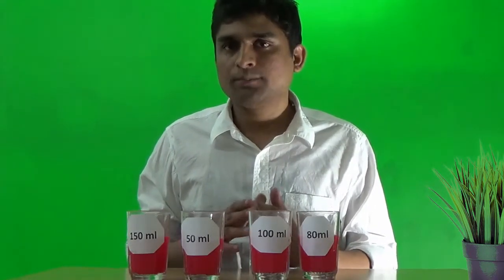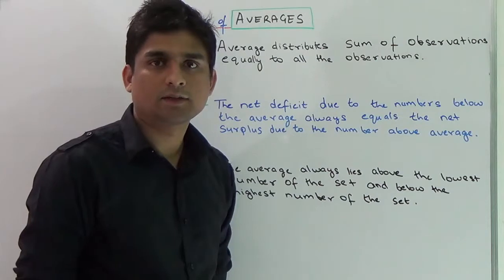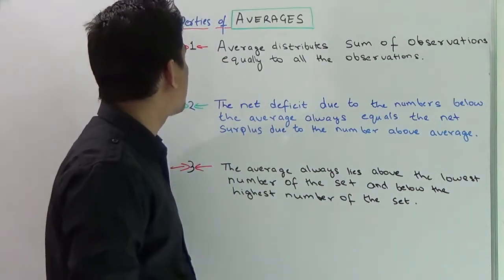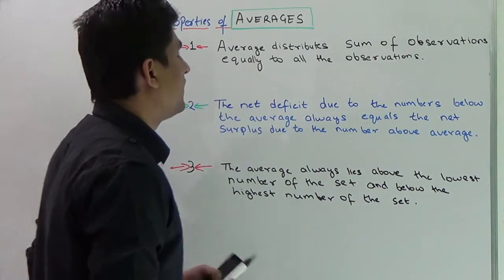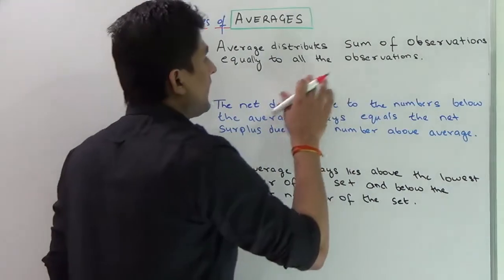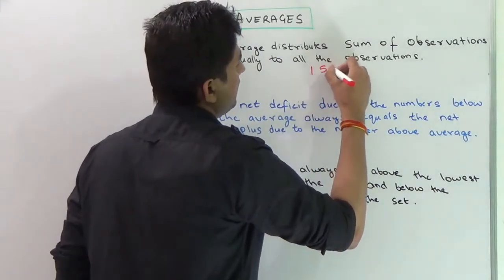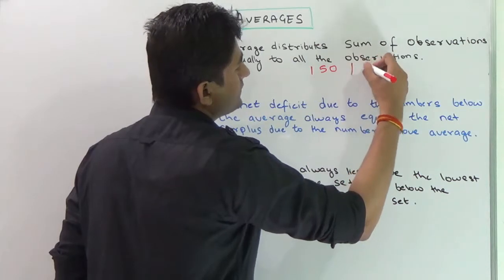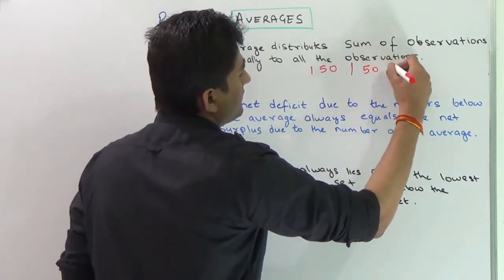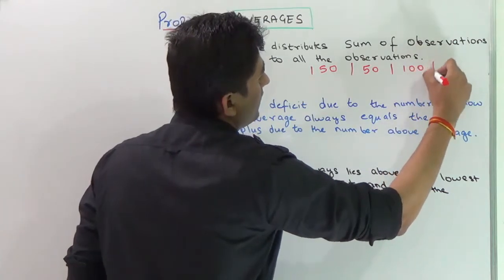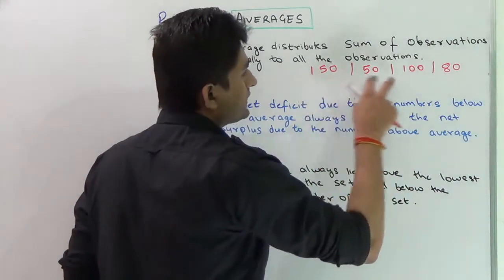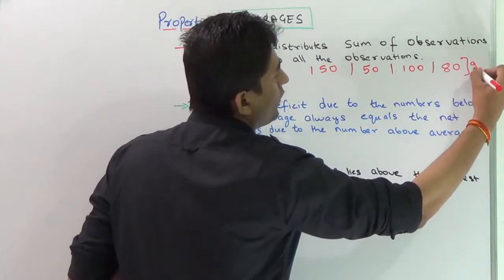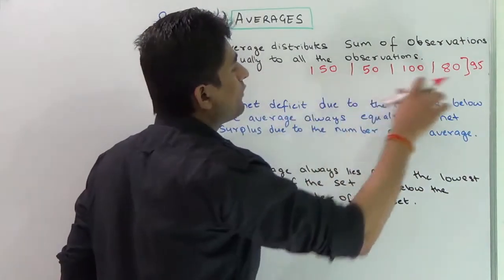For discussion on some properties of averages, let's move to the classroom again. Let's discuss some properties of averages. First property is that average distributes the sum of observations equally to all the observations. And in the example we have taken just now, we had observations in which we had 150 ml of liquid in the first glass, then 50 ml of liquid in the second glass, then 100 ml of liquid in the third glass, and then 80 ml of liquid in the fourth glass. And the average of this set of numbers was 95.